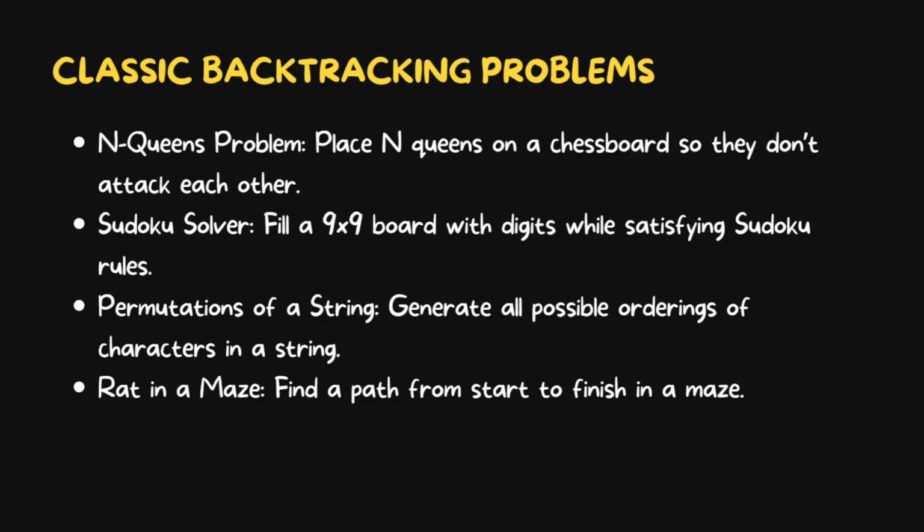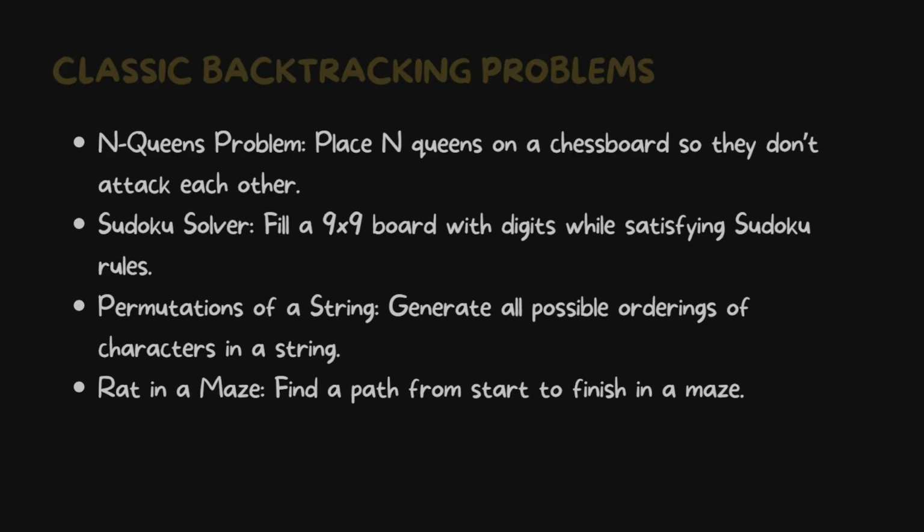Next is the string permutation. Given a string, generate all possible orderings of its characters. And the next one is rat in a maze. A rat is placed in the top left corner of a maze and needs to reach the bottom right corner. The maze consists of open paths marked 1 and walls indicated as 0. The rat can move left, right, up, or down. The approach is simple. We use backtracking as in the previous three problems to explore all possible paths, move in each possible direction, and if a dead end is reached, backtrack and try a different path, and mark visited cells to avoid cycles. So these are some of the classic backtracking problems which are commonly used.